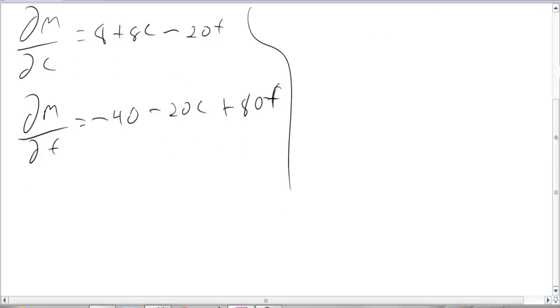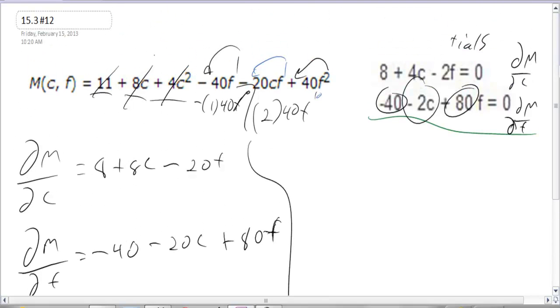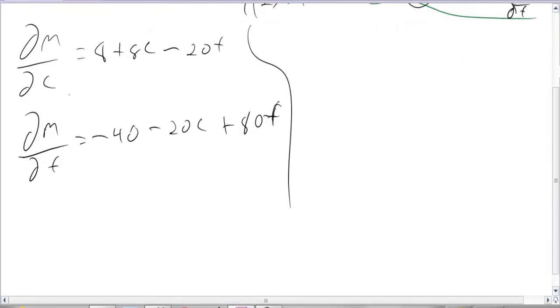We're looking for critical points. We want to find the maxes, mins, and saddles of this m function. To do that, we take the partials. Why? Because we want to know the rate of change. We want to know where that rate of change is equal to 0, because if we're at 0, we're either at a max, a min, or a saddle. Now we ask ourselves, how do I solve this? And there are lots of methods.